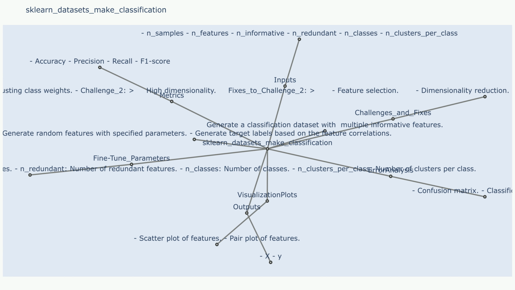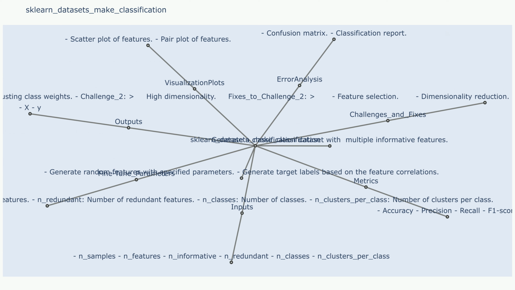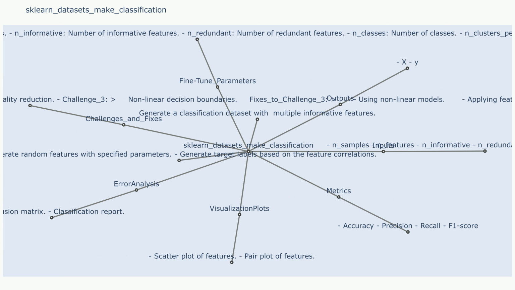n_features: the number of feature variables in the dataset. n_informative: the number of features that are actually informative and contribute to the classification. n_redundant: the number of redundant features, linearly dependent on the informative features. n_classes: the number of classes (categories) to create. n_clusters_per_class: the number of clusters per class, defaulting to 2, meaning each class will have 2 clusters.